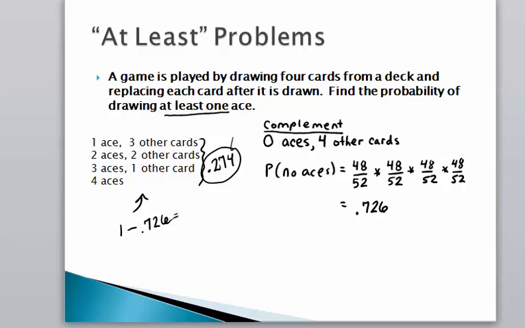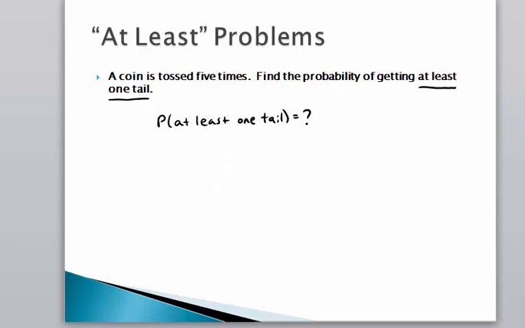And so you'll find as you're working these problems that when the problem says at least 1, the complement is always none. And so the complement is going to be the probability of getting no tails, or 0 tails. Which, when you're talking about a coin being tossed and you're looking for the probability of not getting a tail, we're really talking about the probability of getting heads. Okay, so let's go ahead and calculate the probability of no tails.